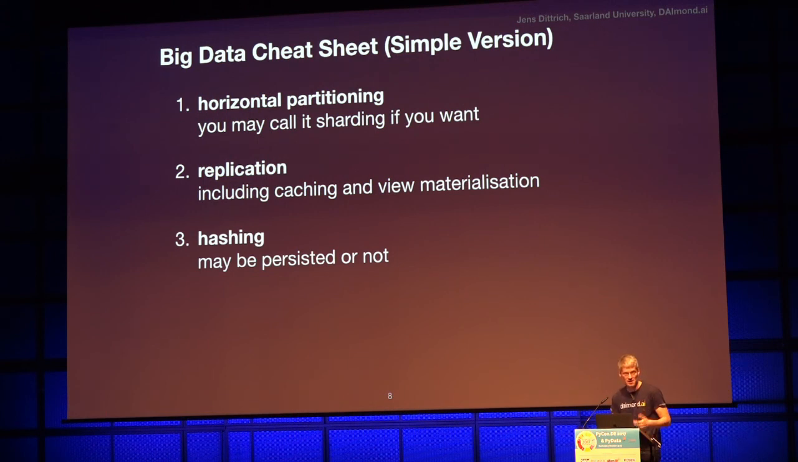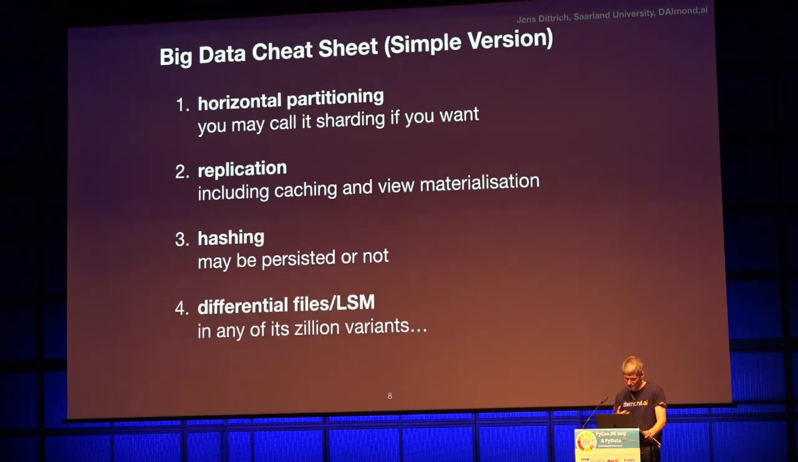Hashing. Google says the three most important techniques in computer science are hashing, hashing, and hashing. You can do anything with that. Blockchain is just hashing. It's just a Merkle tree. Come on, it's just hashing. And the same holds for data management. Differential files, that's reinvented 5 times every year. If you don't know what that is, Google for it immediately. Please don't reinvent that. It's a killer technique.